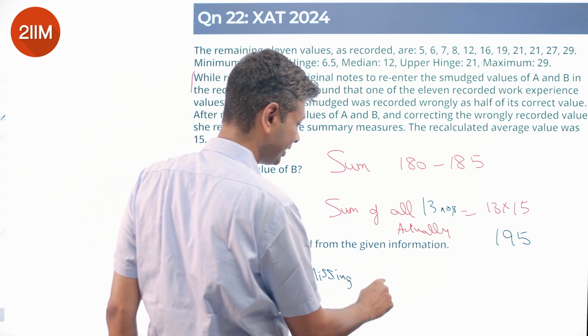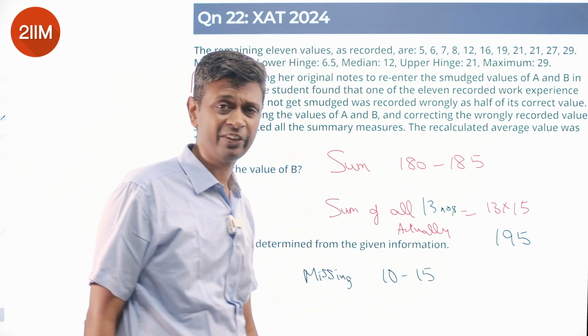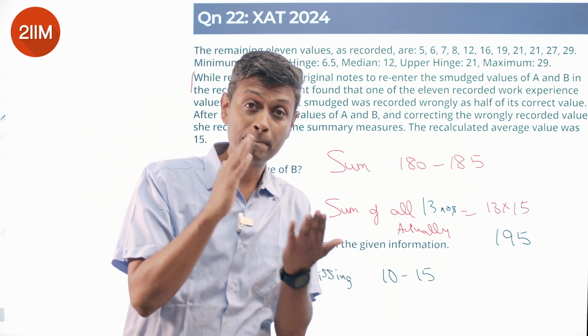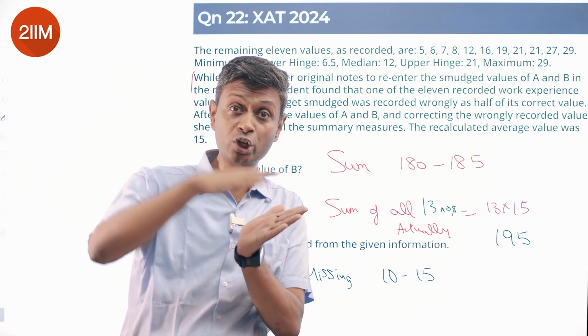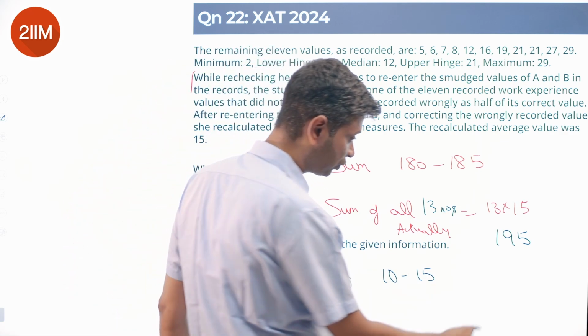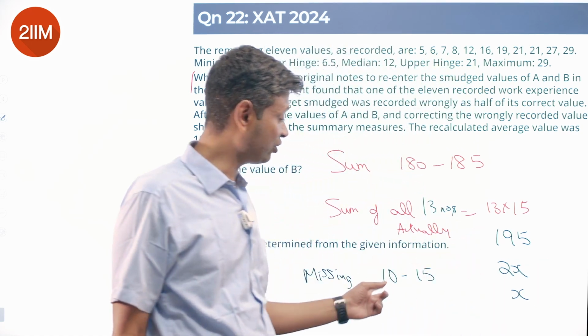I'm missing 10 to 15. 180 to 195 is 15, 185 to 195 is 10. So some number I've missed, from what it should have been, I've left out 10 to 15. Instead of taking 2x, I took x. And that difference is 10 to 15.